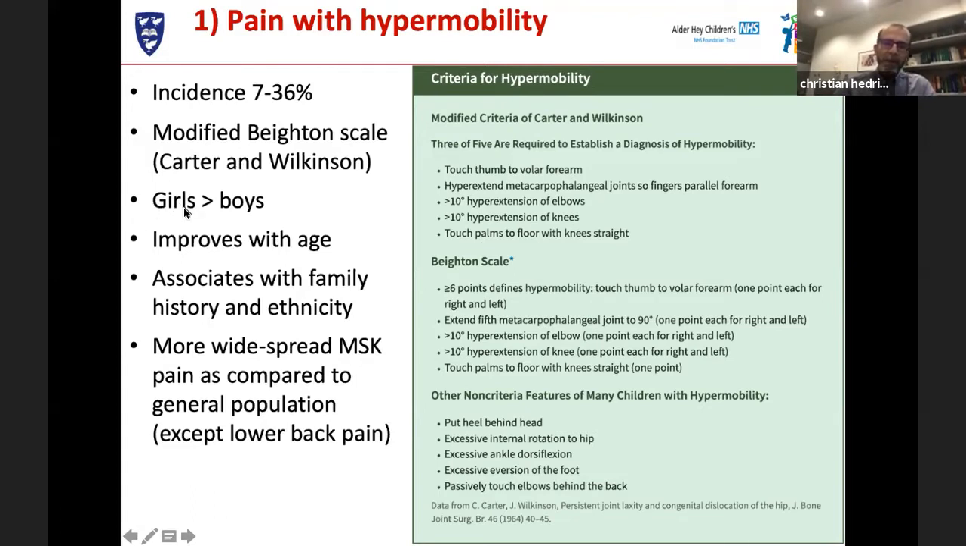Girls are slightly more frequently affected than boys. Overall, hypermobility improves with age, so it's always a good thing to assure and reassure parents and patients that this most likely will get better over time or even completely resolve. There are associations with family history and ethnicity. Indeed, Black and Asian individuals are more frequently affected by hypermobility as compared to white Caucasian populations. And hypermobility can be associated with widespread musculoskeletal pain, and it's more frequent as compared to the general population without hypermobility. One region that is actually exempt or not associated with hypermobility is lower back pain.